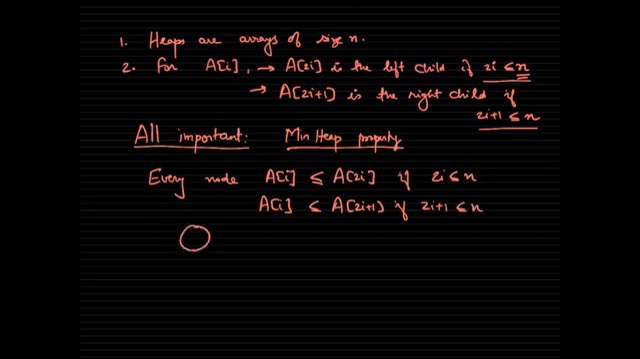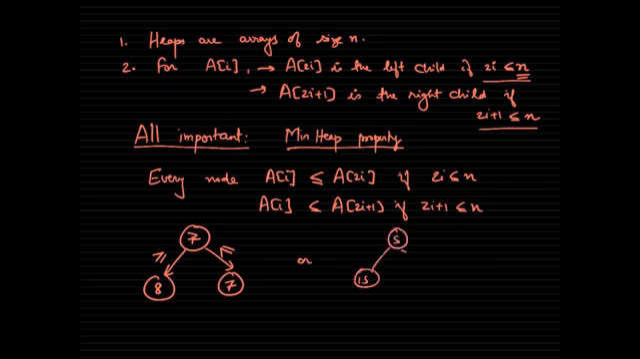In tree terms, at every node, the value of the node is going to be less than or equal to the value of its children. So if a node is 7, then its children could be like 8 and 7. Or if a node is 5, then its children could be 15 and 12, or it could be 12 and 15. Doesn't matter. But remember, the value of a parent must be less than or equal to the value of the children. And this is called the min heap property.